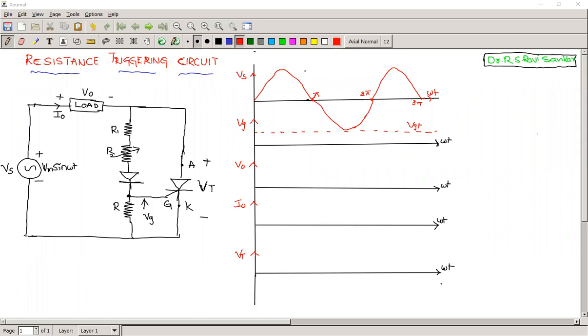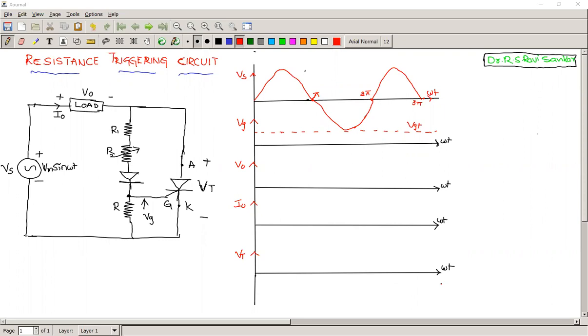Welcome to today's class. In this class, we are going to discuss the resistance triggering circuit. There are different methods of turn on or triggering. Both are the same only. This circuit we can also call a resistance turn on circuit.